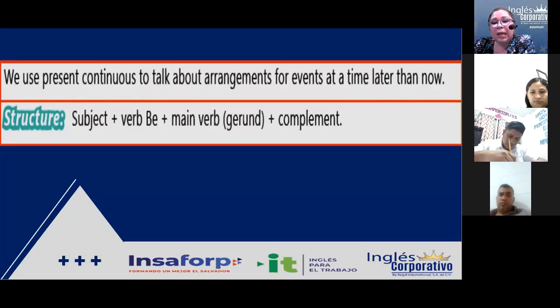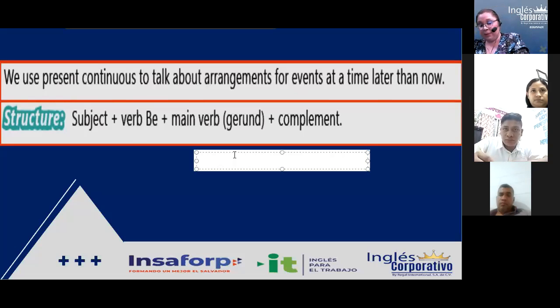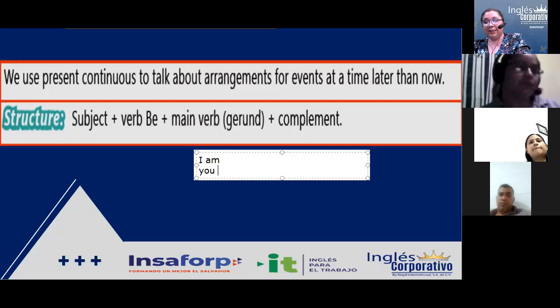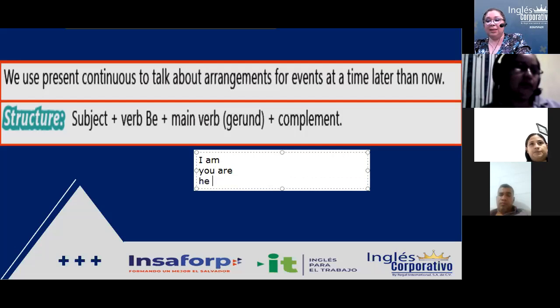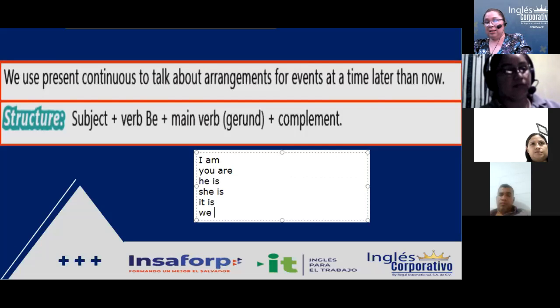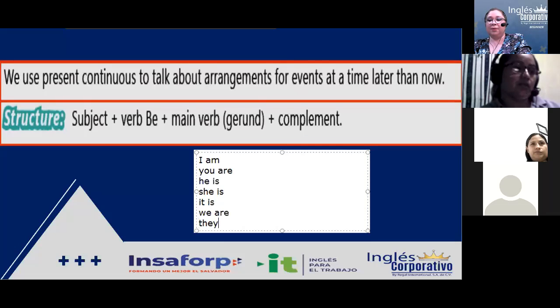Now, if we are talking about the verb be, do you remember what the forms of be are? I am. You are. Excellent. He is. She is. Correct. It is. Correct. And then for we? Are. Excellent. And they? They are.